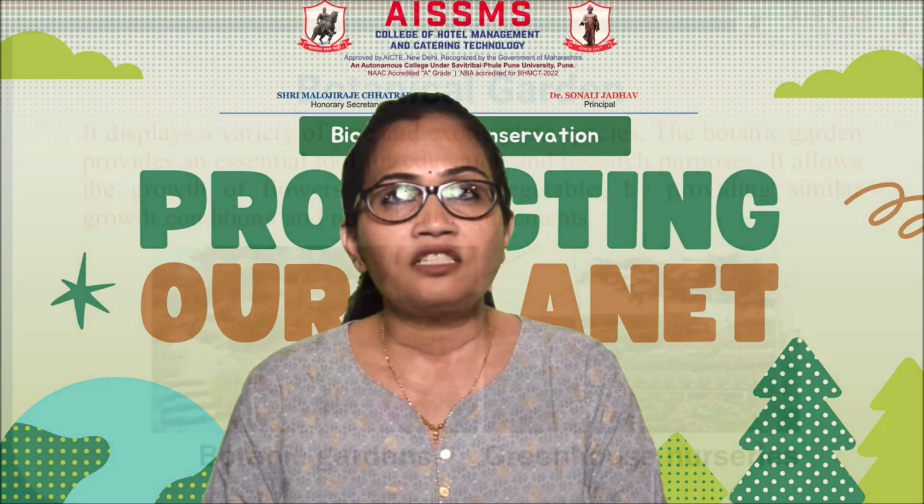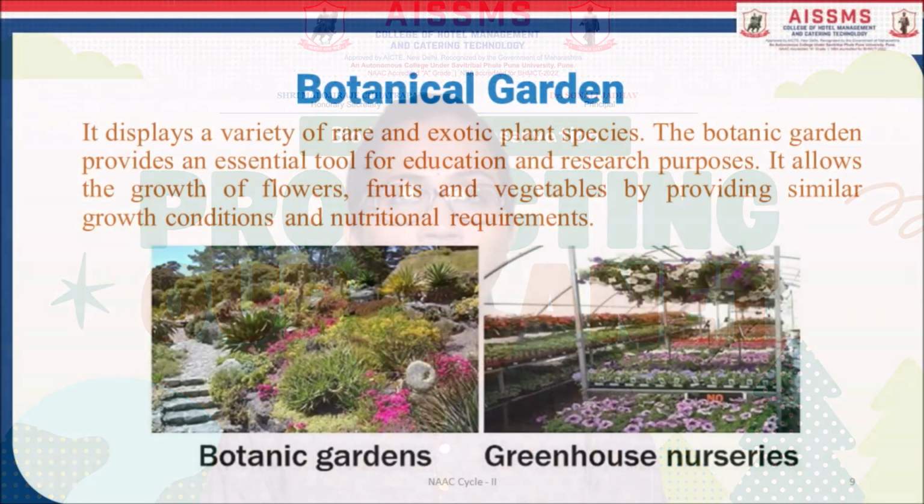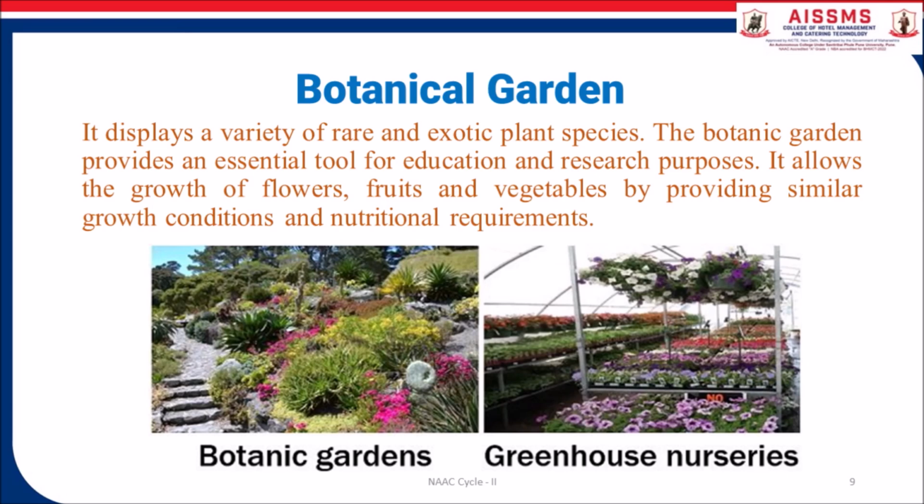Let us see another method of ex situ conservation, that is the botanical garden. It displays a variety of rare and exotic plant species. The botanical garden provides an essential tool for education and research purposes. It allows the growth of flowers, fruits, and vegetables by providing similar growth conditions and nutritional requirements.